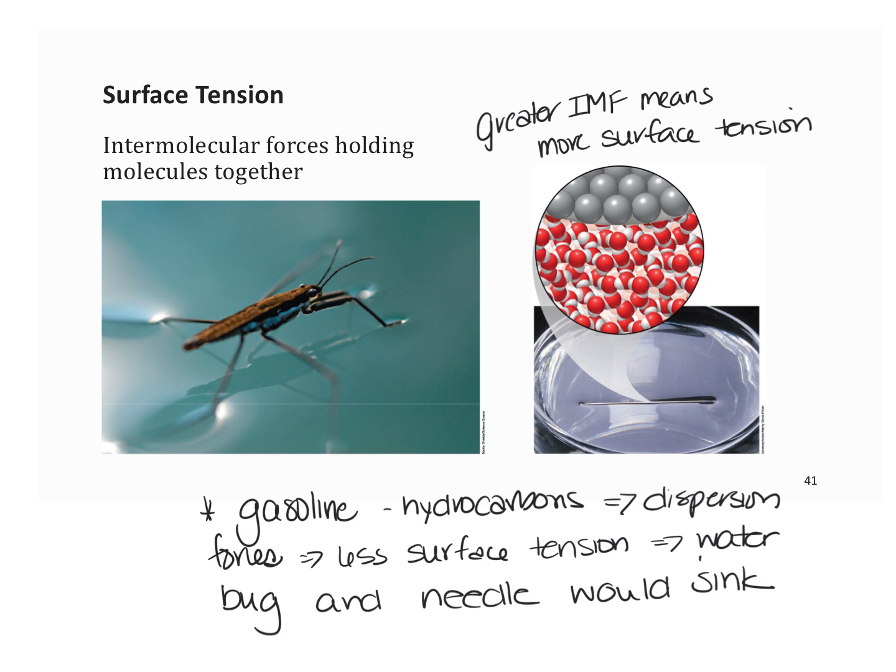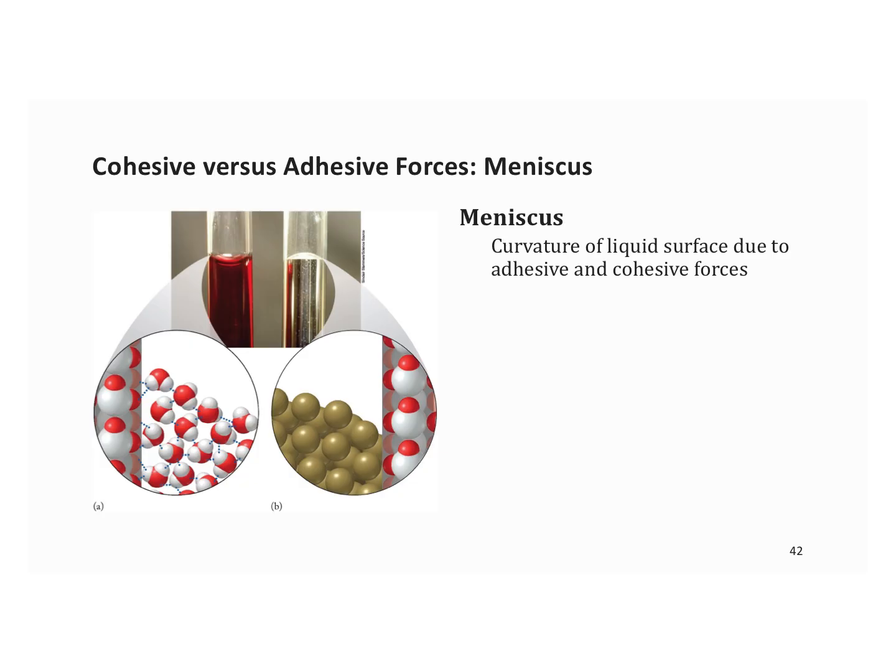Now, another property of liquids that we see is cohesive and adhesive forces. When we talk about cohesive or adhesive forces, we need to talk about the meniscus. So the meniscus is just the curvature of liquid due to these adhesive or cohesive forces. So for example, this is water with red food coloring. You can see that we have a concave meniscus. This is mercury. You can see that we have a convex meniscus.